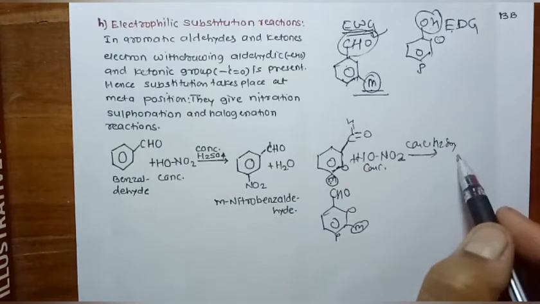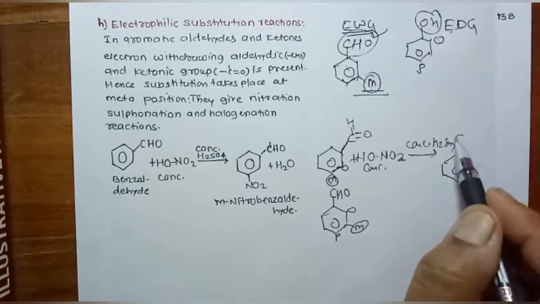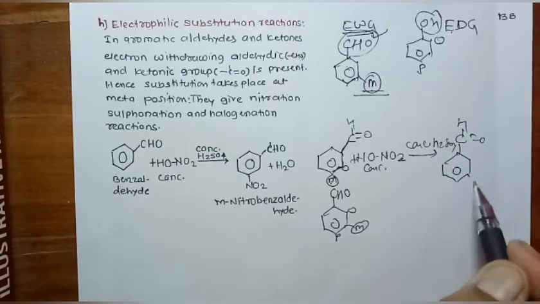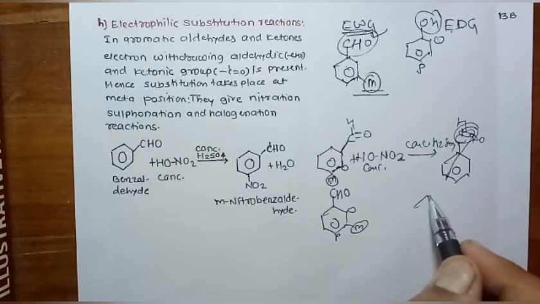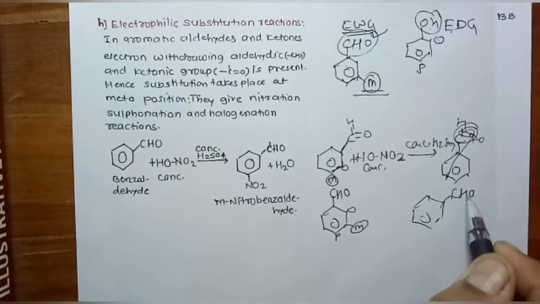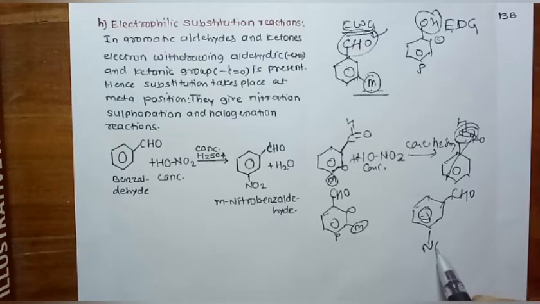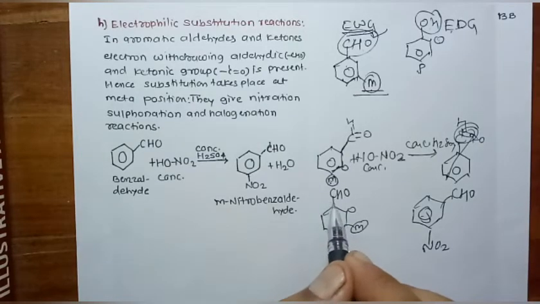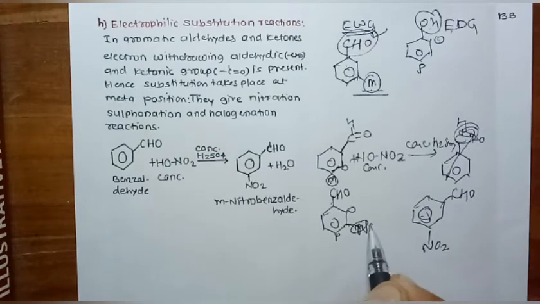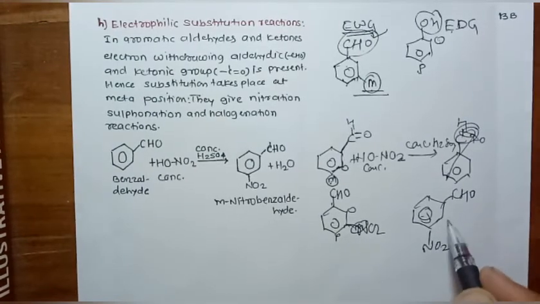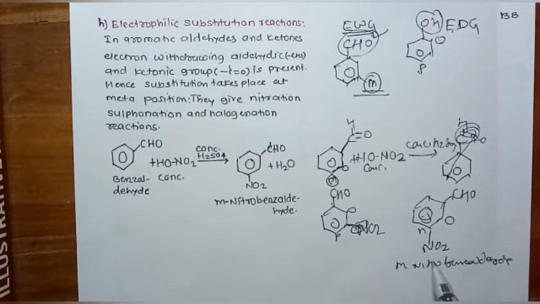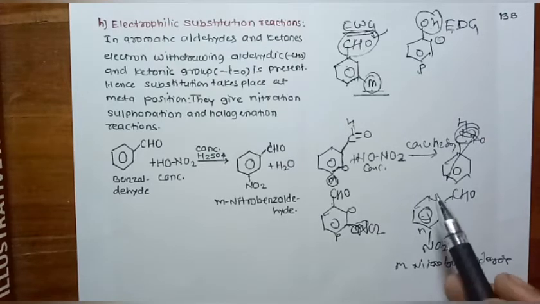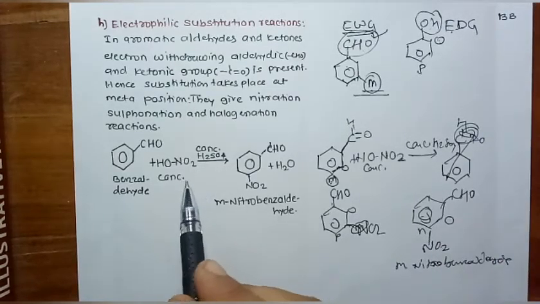It is a meta position, therefore it gives a structure like this, CH double bond O, and if the CHO group is here, then the NO2 group is attached to this position. And if the structure is drawn in such a way, we have to attach the NO2 group here. The meaning is the same, it is the ortho position, it is meta nitrobenzaldehyde. In this way it is the nitration.